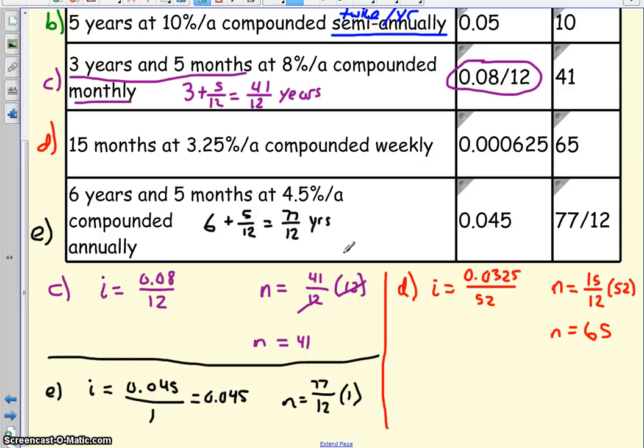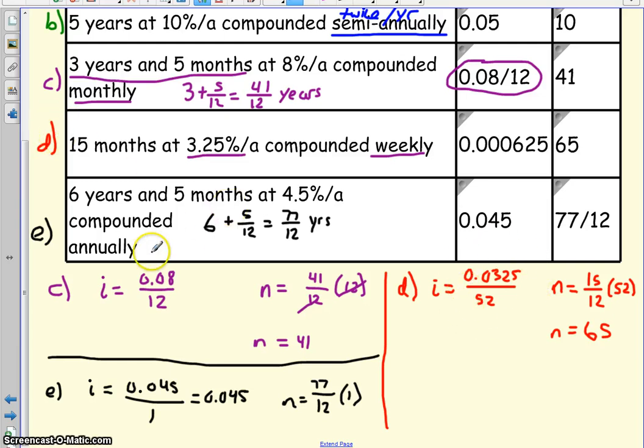Okay. For D, 15 months at 3.25% per year compounded weekly. So for i, you take the 3.25%, again you convert it to a decimal, then weekly is 52 times a year, so you divide 0.0325 by 52. It winds up being 0.000625, so it is exact. You can leave it like that, or if you find it easier, you can leave it as a fraction. Either one is fine for that one.